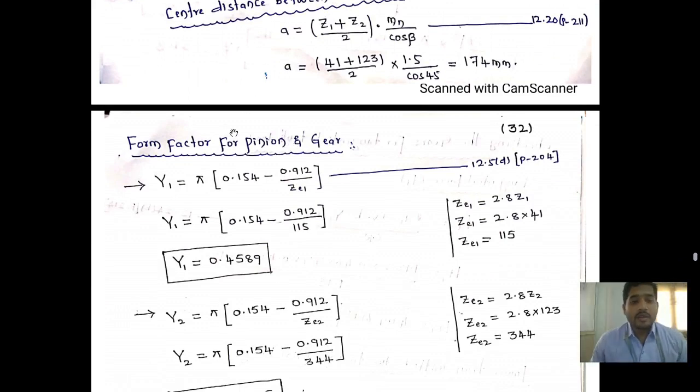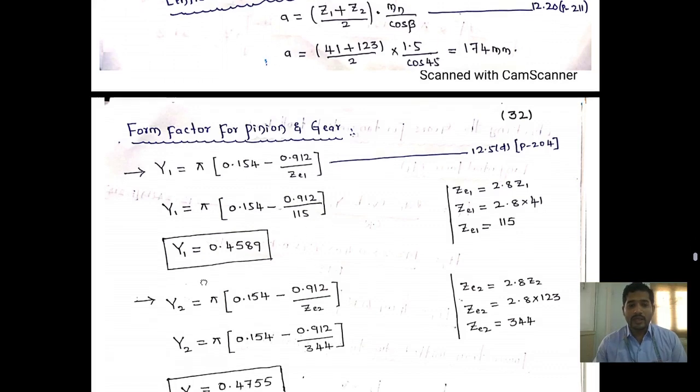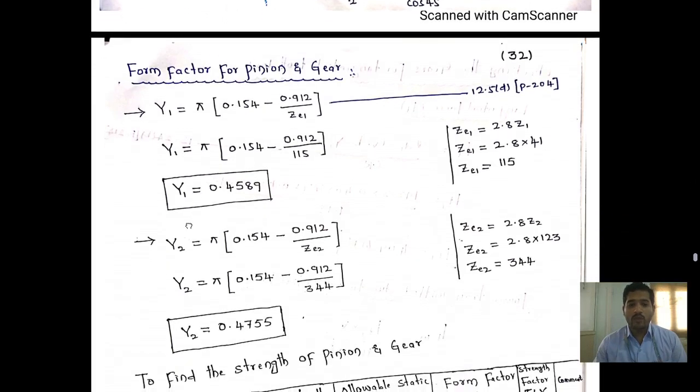Okay, then the form factor for the pinion and gear. We have the formula for the pinion: y1 is equal to 0.154 minus 0.912 by ze1. We have the formula for ze1, which is equal to 2.8 into z1. Z1, the number of teeth of the pinion, is 41. If you multiply 2.8 into 41, then you will get the answer 115. Then 0.154 as it is, minus 0.912 by 115. If you divide the whole value, then you will get the form factor for the pinion as 0.4589.